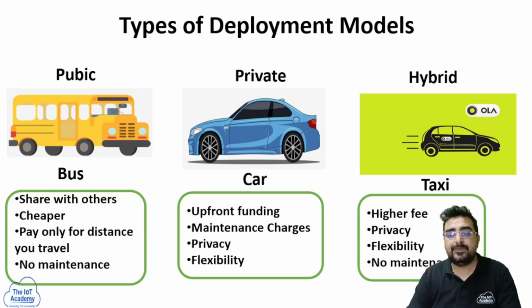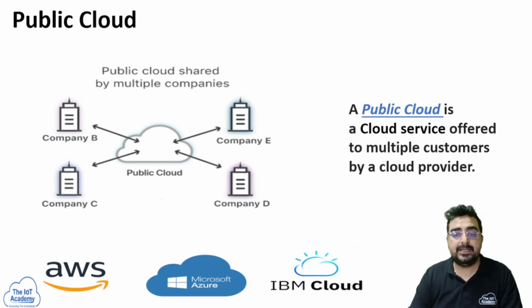So the same type of thing is available in the deployment models of the cloud: public cloud, private cloud, and hybrid cloud. In public cloud, it is shared by multiple companies. Multiple companies are sharing the cloud services. Examples of public cloud are AWS, Microsoft Azure, and IBM Cloud.